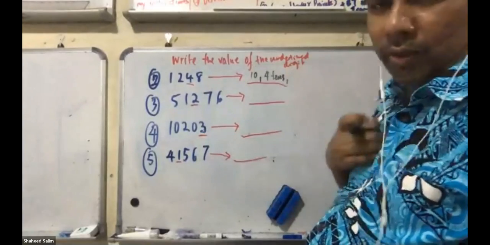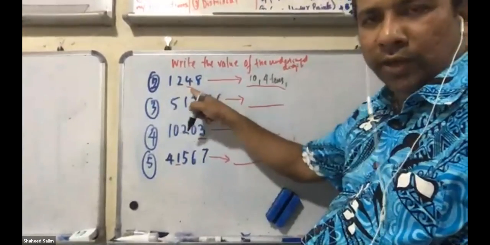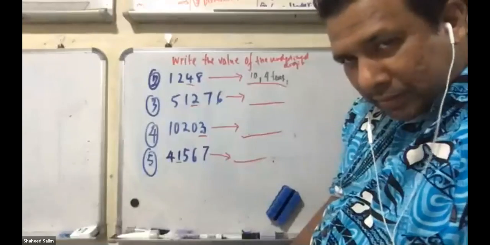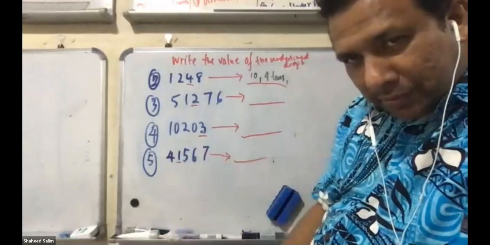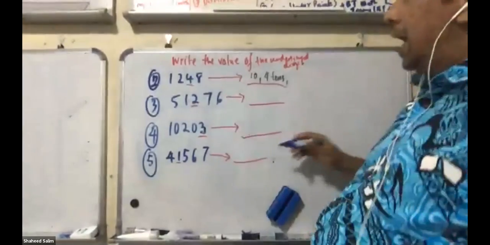What about Amara? What's your answer for number 2, value of 4? What do you write? 4 tens. 4 tens also. What about Umaira? 4 tens. Okay. So how to do this question?